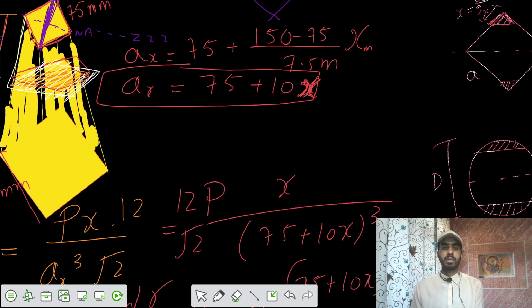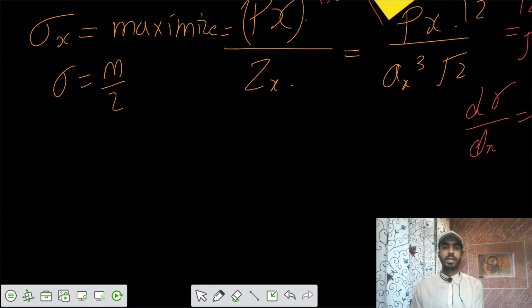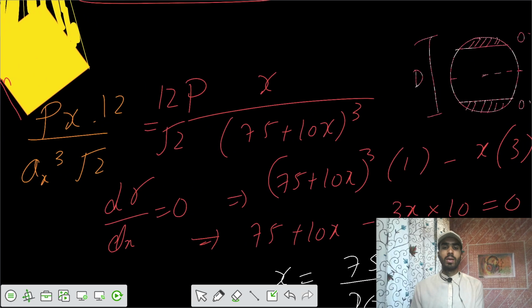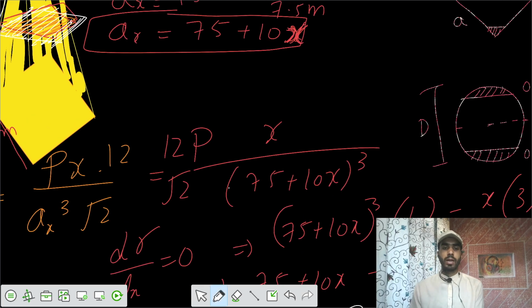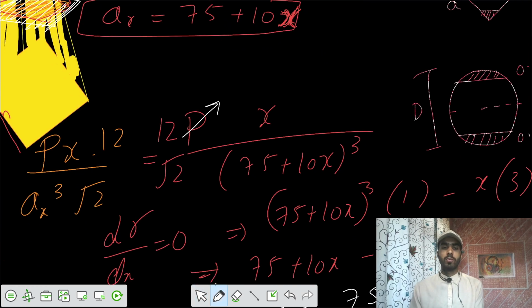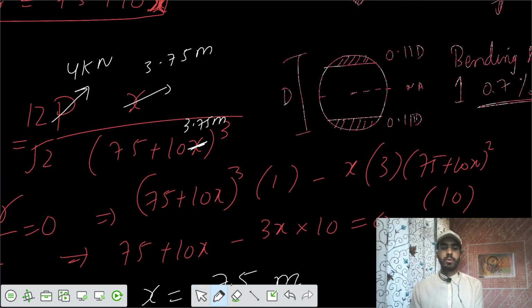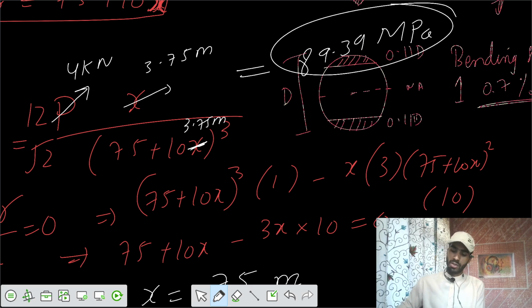If you want to calculate the maximum bending stress, let's use the value of x equals 3.75. Let's substitute the value of P also. P was equal to 4 kilonewton, and x equals 3.75 meter, in the expression 75 plus 10 into x. You calculate the values, and you would get a maximum bending stress of 89.39 megapascal.